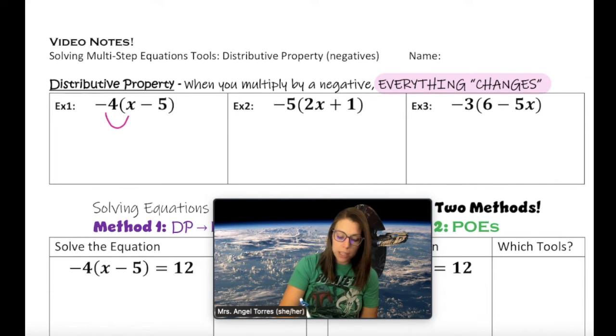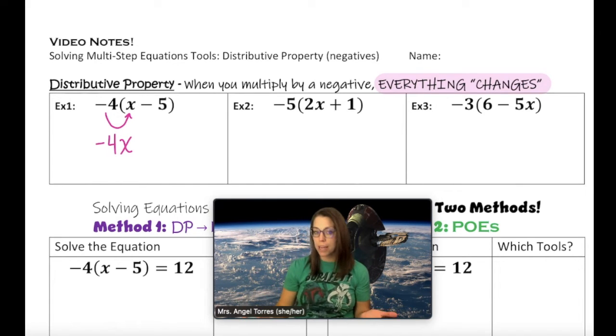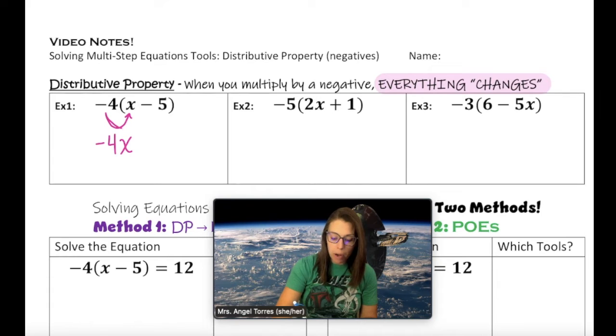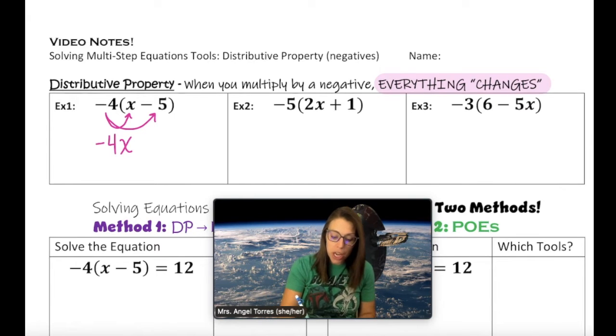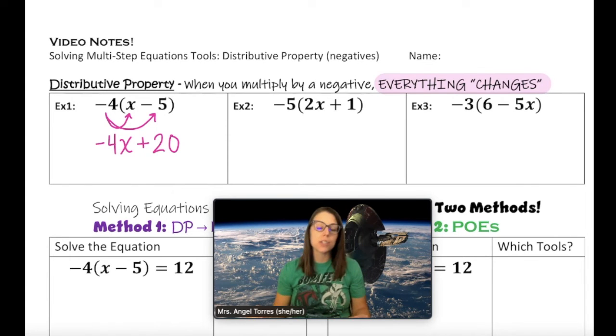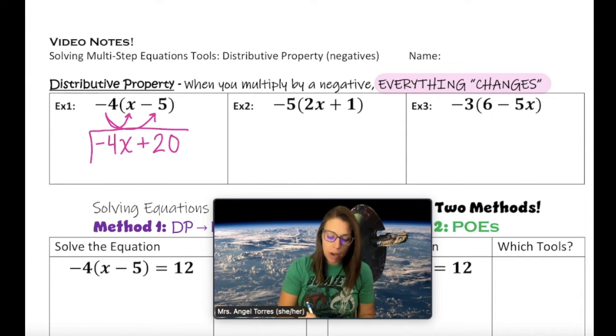This negative 4 times a positive x is going to cause that to become a negative 4x. X went from being positive to now being negative. And this negative 4 times a minus 5, well, if I multiply a negative and a minus, then that operation is equivalent to adding. So it's actually going to change this operation into a positive or a plus 20. So multiplying by a negative is going to change everything inside of the parentheses. And our simplified value here is negative 4x plus 20.